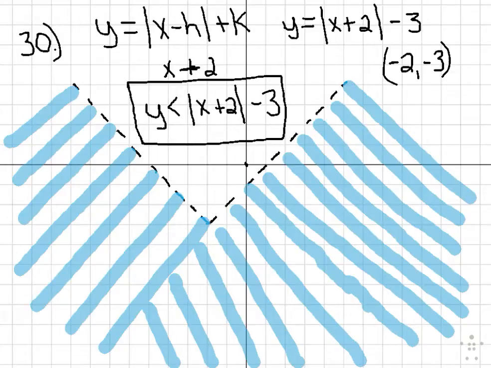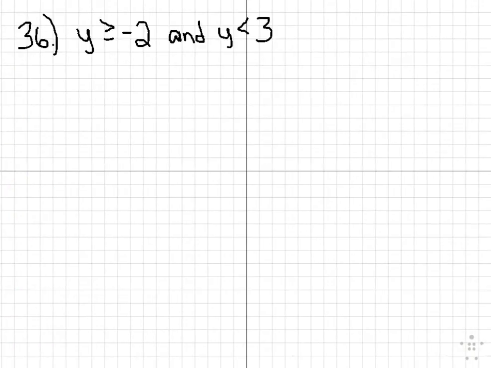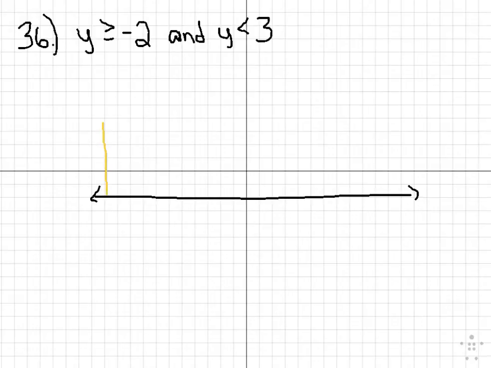Moving on to question number 36, we are to graph each conjunction or disjunction. This is a conjunction, since we use the word and. So it's going to be the intersection of these two. If we take a look at the first graph, it's y is greater than negative 2. That's a horizontal line at negative 2. I'll use different colors so we can see here. It is greater than negative 2, which means everything is going to be above it, up here.